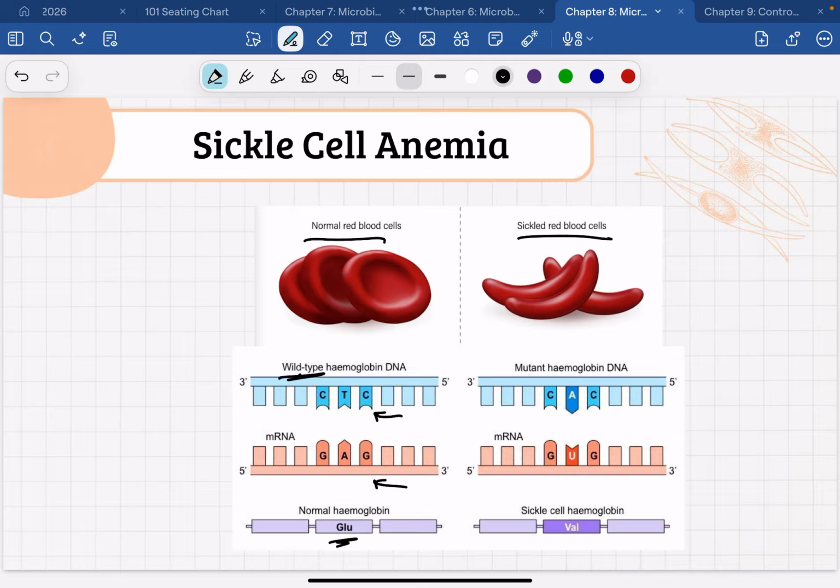Okay? But in sickle cell anemia, there is a 1 nucleotide change. Instead of having a T there, it is now an A, which changes the mRNA at 1 spot. It is now GUG, and if you look up GUG on the genetic code, it codes for valine. So this is, what type of mutation is this?